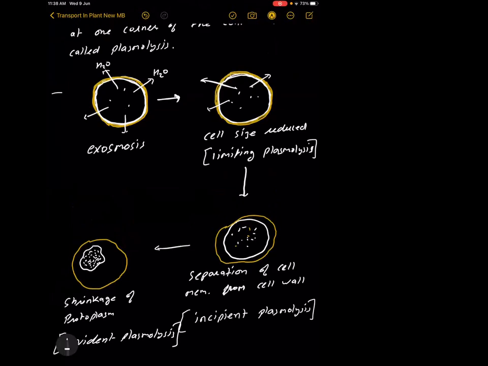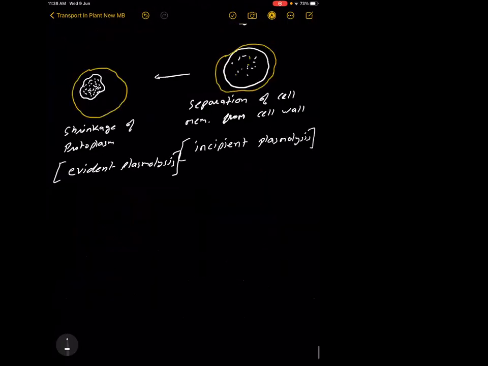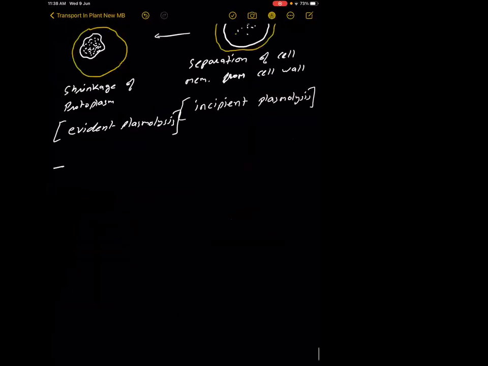Fine. So I'm going to write this part. Just a minute. Plasmolysis ka definition. Now, can you show the figure so I'll take a screenshot? Just a minute.